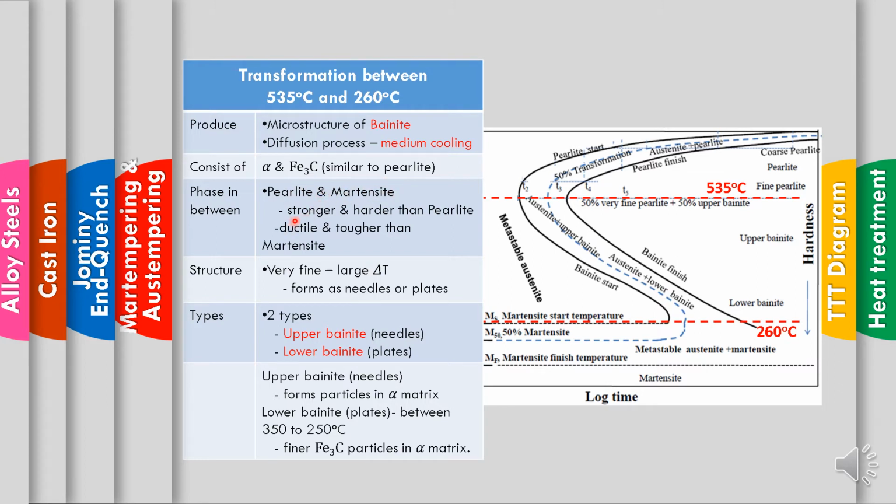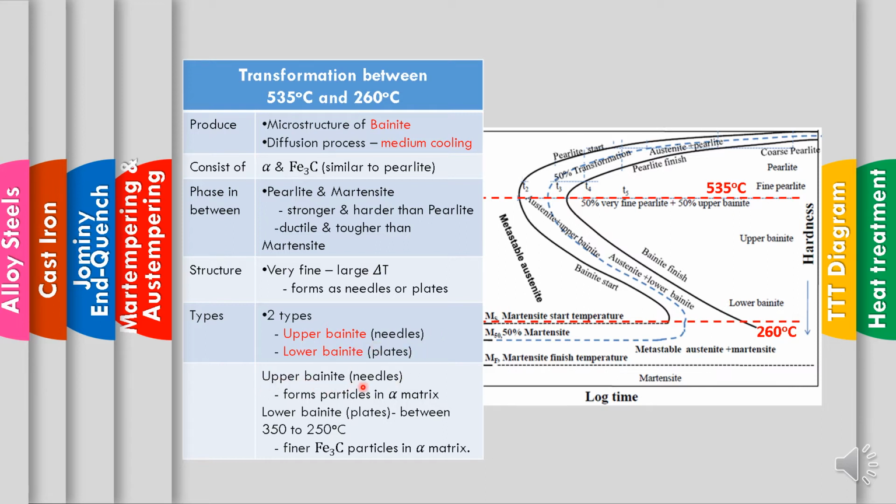Okay, it is stronger and harder than pearlite, and ductile and tougher than martensite. These are the properties of the material. The structure is very fine and forms needles or plates in this microstructure. We have two types. The first one is upper bainite, with a microstructure like needles, and the lower bainite, with a microstructure like plates.